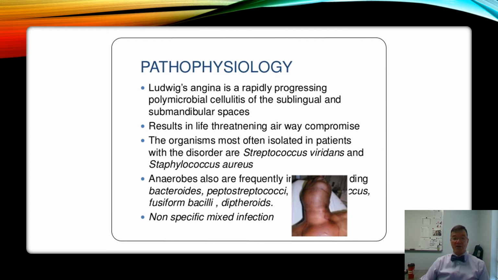Another picture here I want you to look at. Again, it's a rapidly progressive cellulitis of the sublingual and submandibular spaces. It's often life-threatening, and it's usually just the common Staph aureus or Strep viridans.